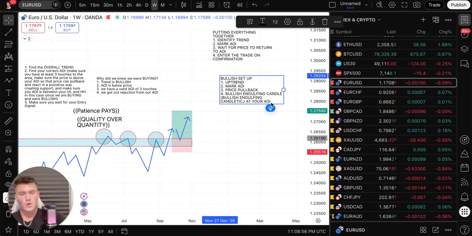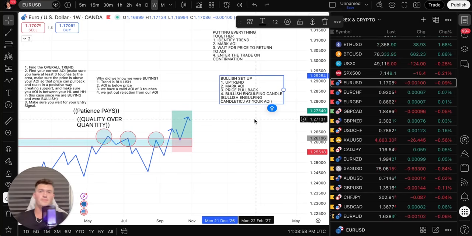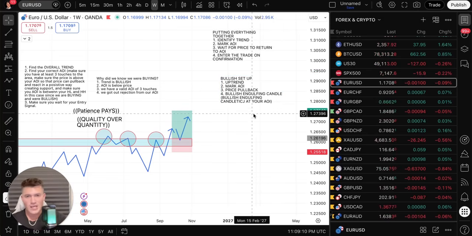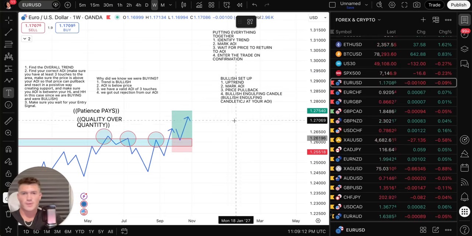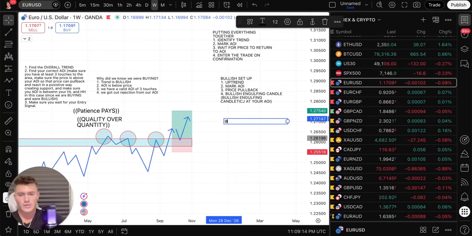That's when you know, okay, we're going to keep going to the upside. We are going to keep buying this market. Price pulled back. We got our engulfing candlestick to now continue to the upside. And same way with a bearish setup. So now, bearish setup.